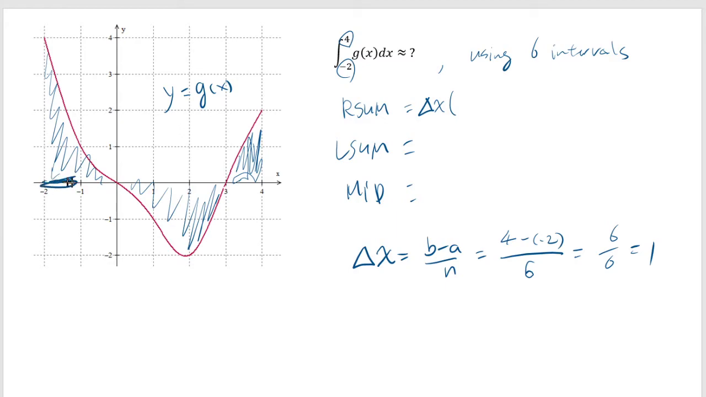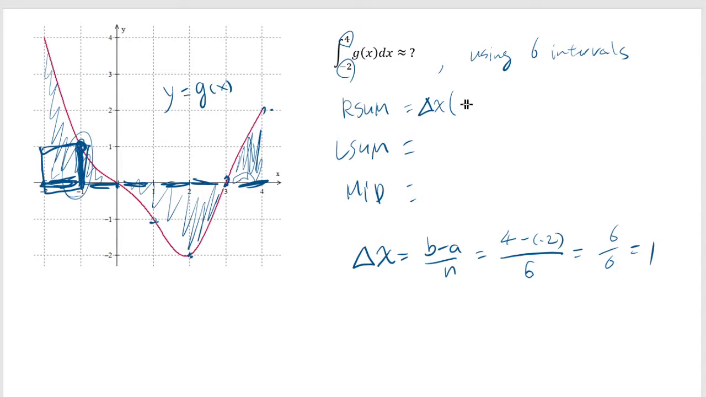So here's the first, 1, 2, 3, 4, 5, 6. You have 6 of these intervals, right? At each interval, you use the right endpoint and evaluate that value to construct this rectangle, right? This column. So you use these values, right endpoints, for each of these intervals, and you add them up. So this is 1, 0, negative 1, negative 2, 0, 1. You add them up, and you get the right sum.